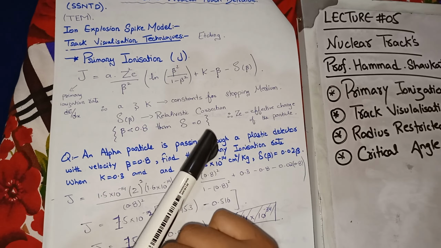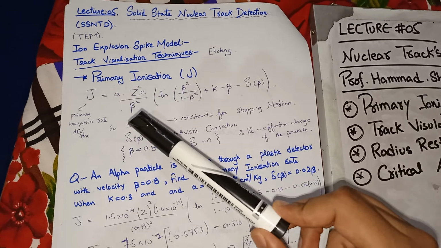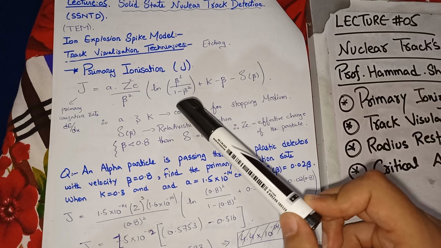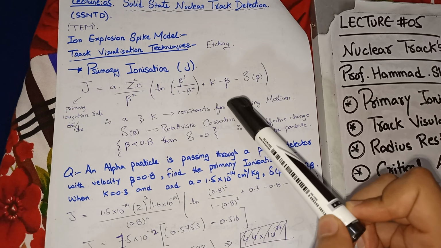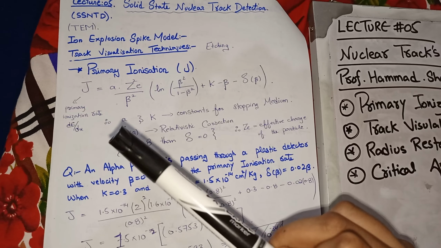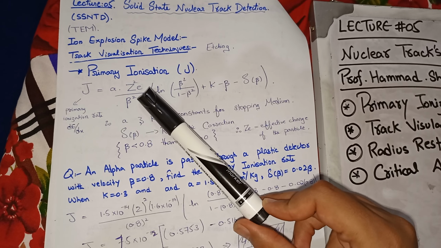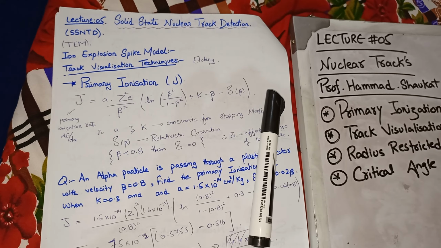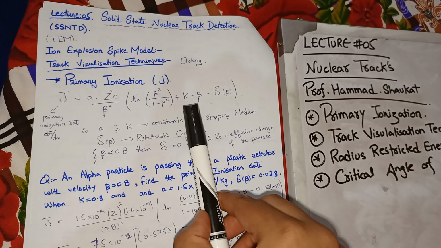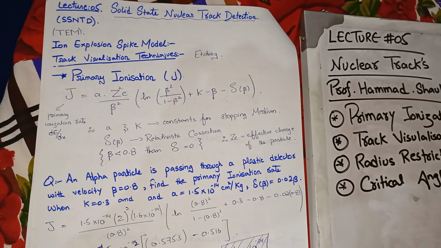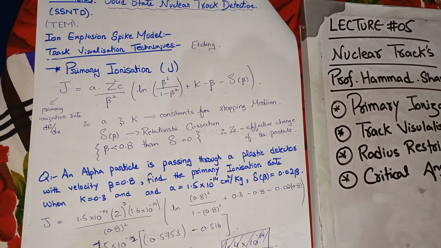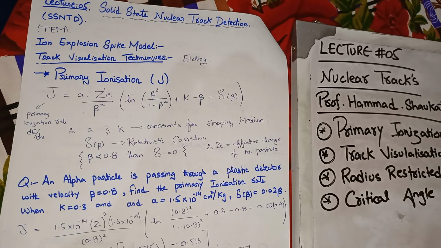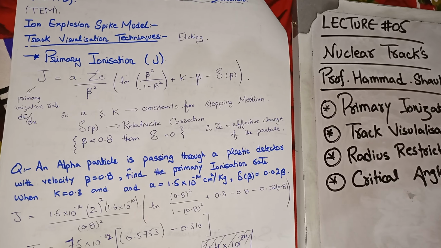You can write this formula as J equals A times Z squared E divided by beta squared, times the bracket ln of beta squared over 1 minus beta squared, plus K, minus beta, minus delta beta. Here Z of E is the effective charge of the particle, basically the effective charge number. K and A are constants for a given medium, so they depend upon the medium. Delta beta is the relativistic correction term.